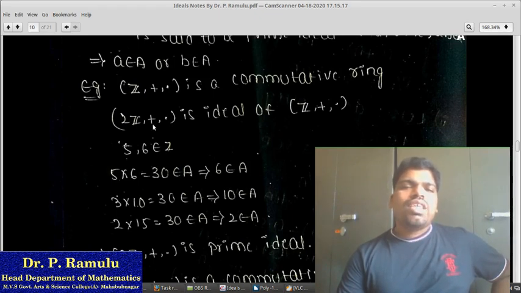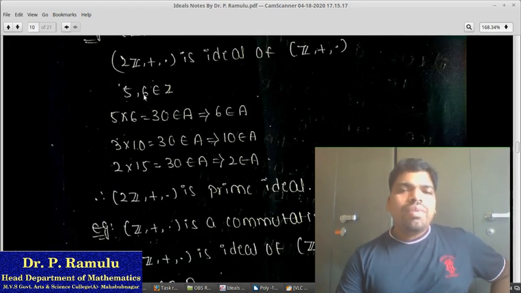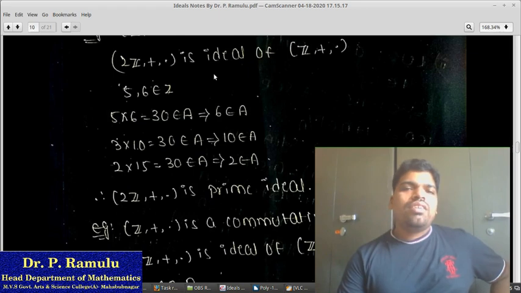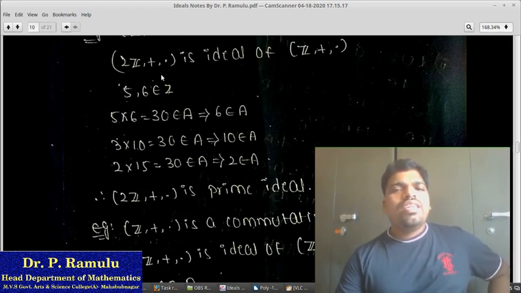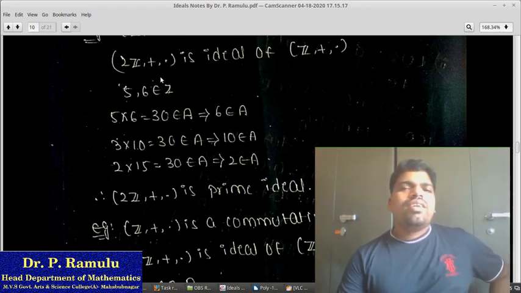I am taking 2Z, plus, dot, an ideal of Z, plus, dot. So I am taking two elements 5, 6 belonging to Z. The multiplication of 5 and 6 belongs to Z, and 5 into 6 equals 30, 30 belongs to A, right? That means 2Z. So 30 belongs to 2Z, but 6 belongs to A. Therefore 2Z, plus, dot is a prime ideal. You can take any elements; if I multiply, we will get the same result.